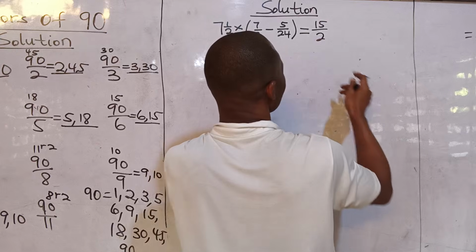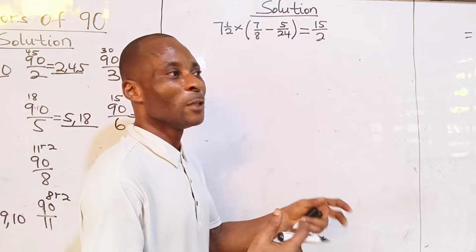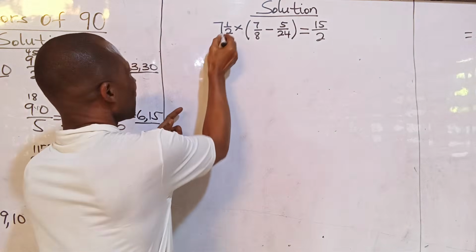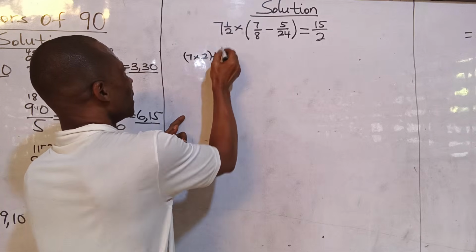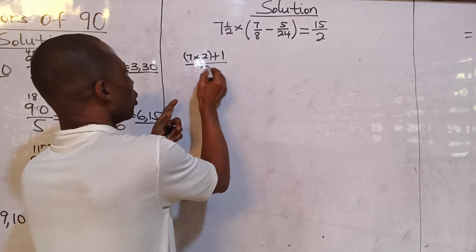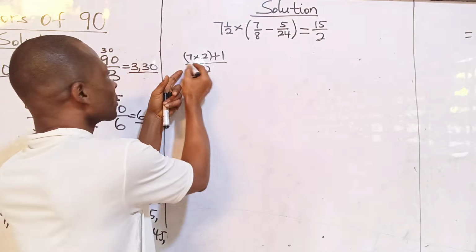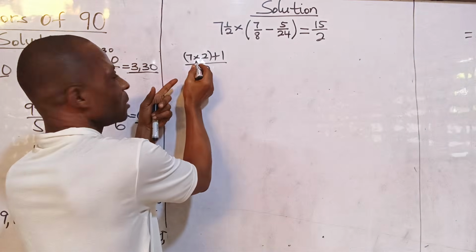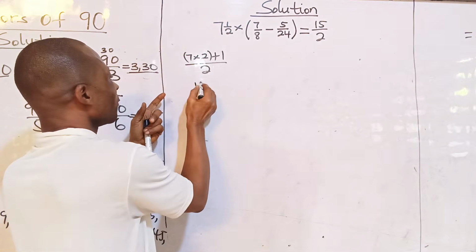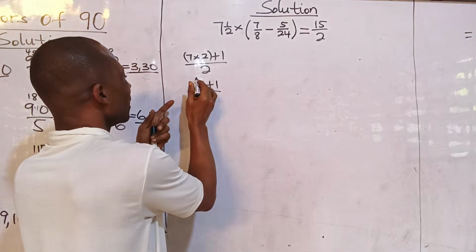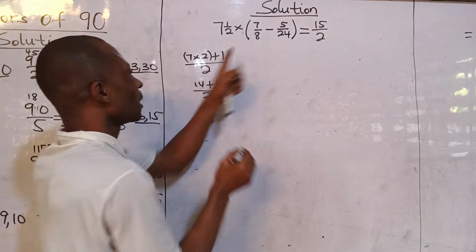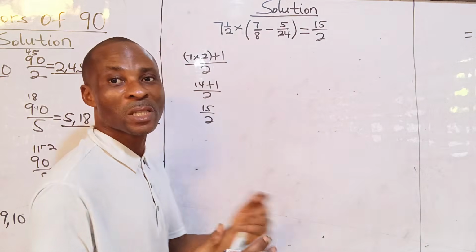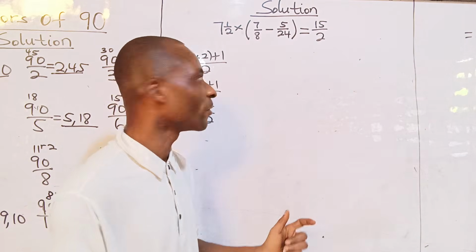How do we change a mixed fraction into an improper fraction? Multiply the whole number by the denominator, put them in a bracket and add the numerator, divide all of them by the denominator. Then multiply what is in the bracket first. 7 times 2 is 14 plus 1 over 2. 14 plus 1 is 15 over 2. That is how we get this one. That is how to change mixed fractions into improper fractions.